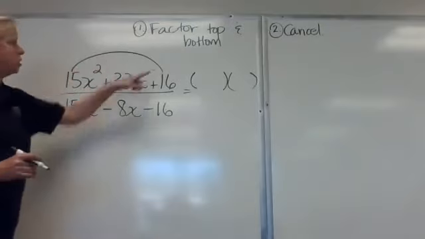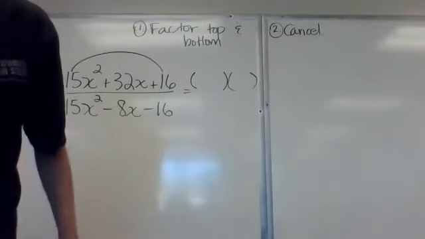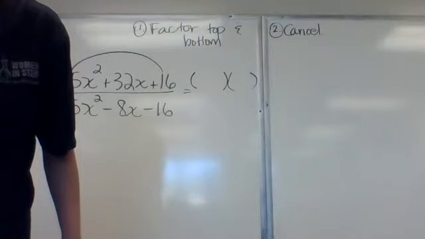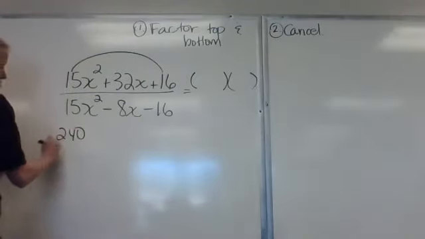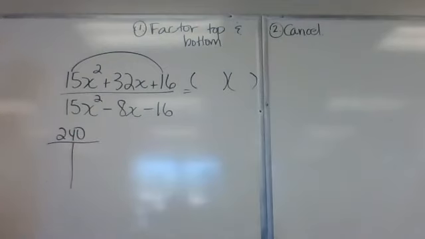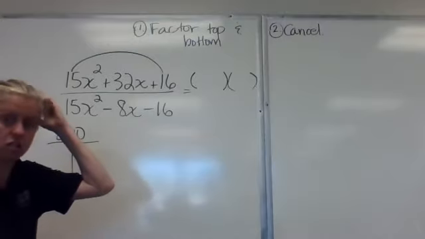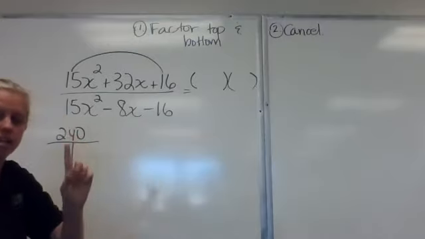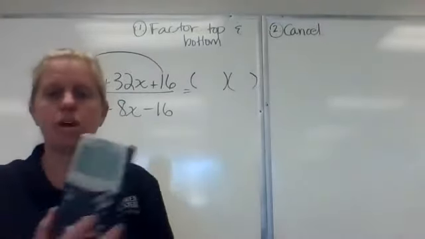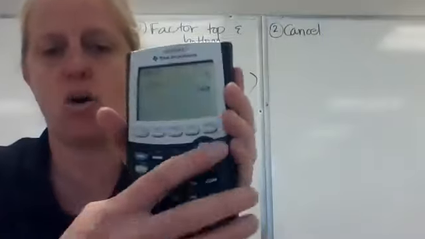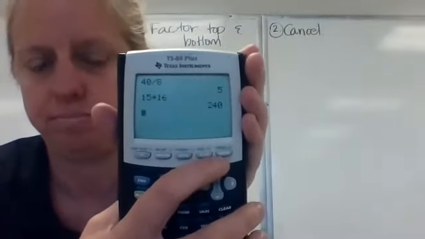So let's see, if I multiply 15 times 16, I get 240. Now remember, this is when I made my little T-chart. I'm looking for numbers that multiply to 240, and there's a ton of them. But the pair also has to add to that middle number, that 32. This is when we use that calculator trick in our y equals area.